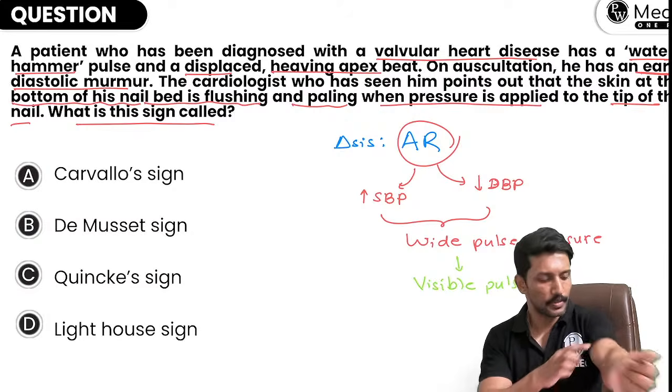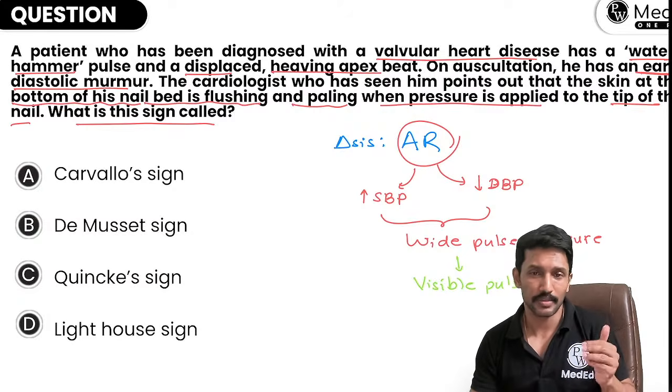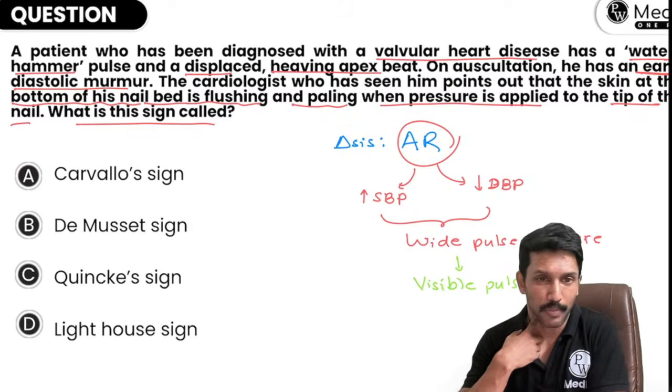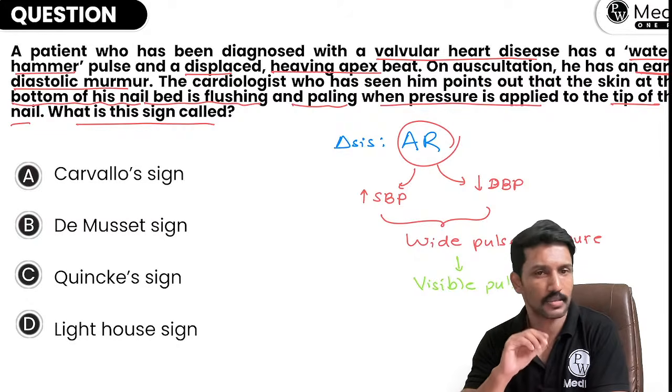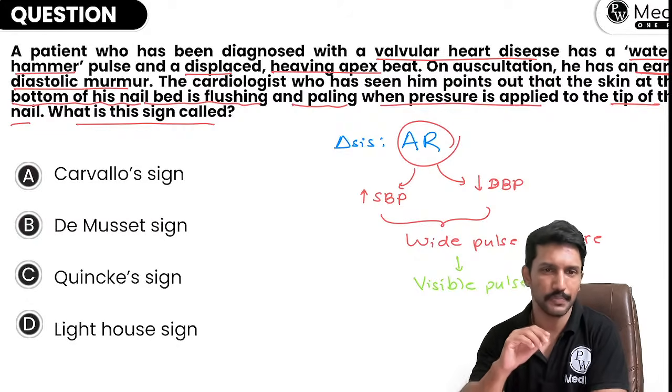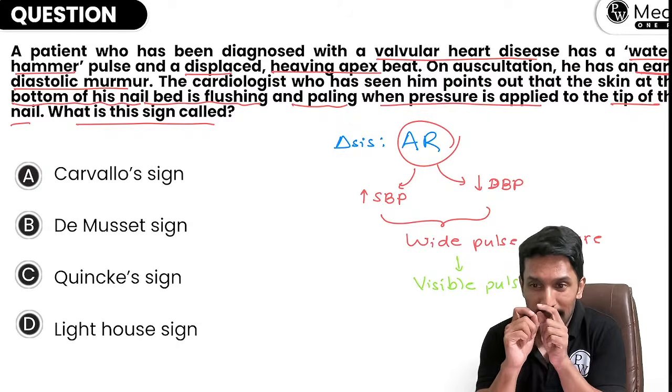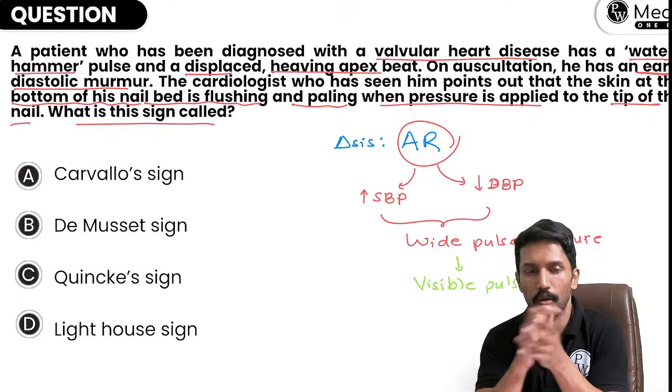For example, if the brachial artery pulses become visible, we call it locomotor brachialis. If the carotid artery pulsation becomes visible, you call it dancing carotid or Corrigan's sign. Okay, so now they are asking that there will also be visibility of the nail bed capillary pulsations, and what do you call it?